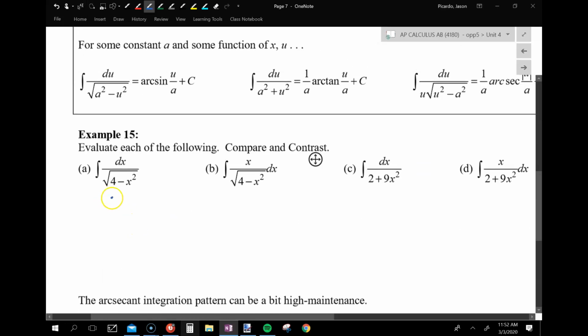All right, so in this case, this is going to be my a squared. This is going to be my u squared. Well, guys, if a squared equals 4, then what does a equal? Very good. If u squared equals x squared, then what does u equal? Very good. And so the integral of this must be arcsine of u over a plus c.